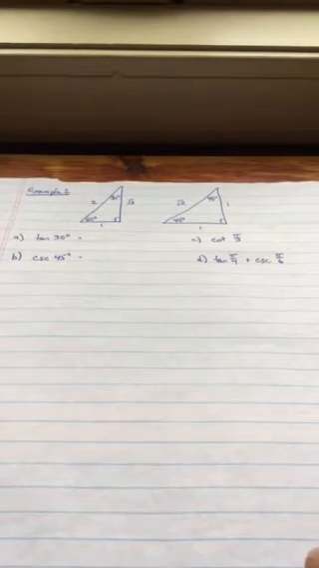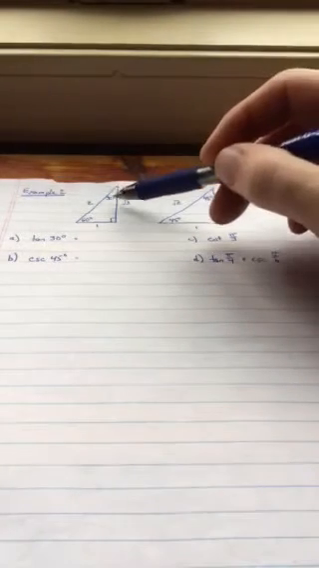Okay, here we have example 2. We've got two triangles. We have a 30, 60, 90 and a 45, 45, 90. We're going to answer some questions here on some of our functions. And so A says tangent of 30 degrees. And so what we do is we find our 30-degree angle. All right, that's up here.